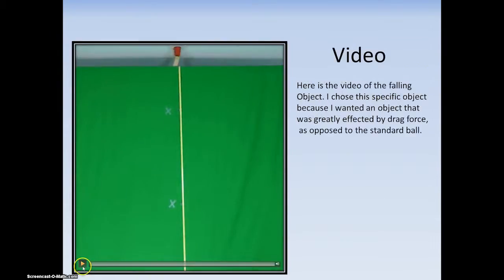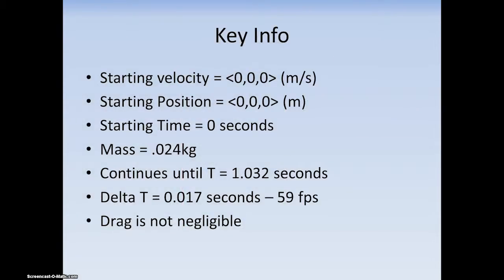Here's the video. I wanted to use an object that had a lot of drag, and would have a lot of resistance as it tried to travel through the air, so it would be clear later on. The starting velocity, position, and time were all 0, and the mass was 0.024 kilograms. This was more of an estimate because I don't have any sensitive equipment to actually measure that. I took some information from online and made some strategic guesses.